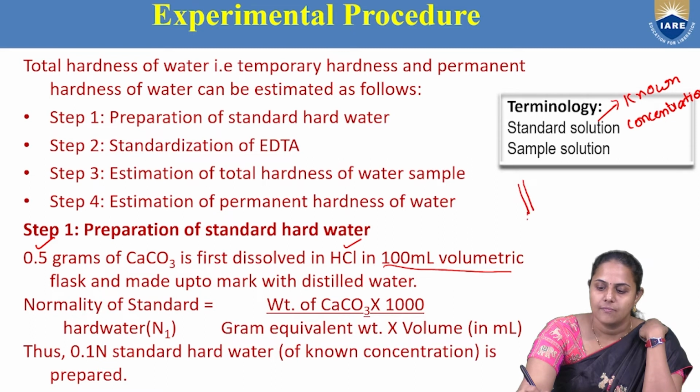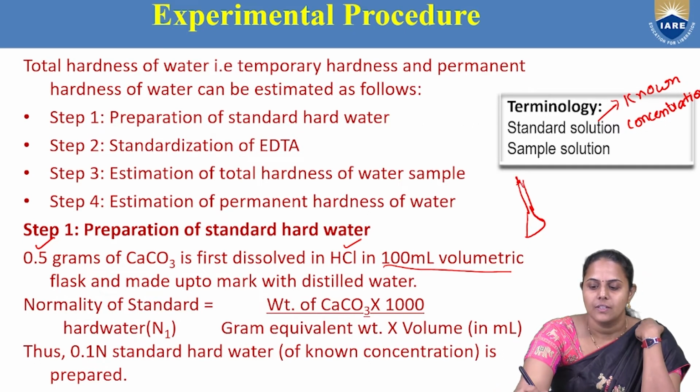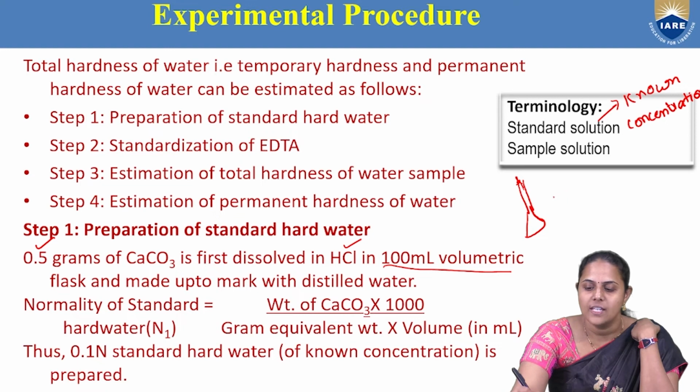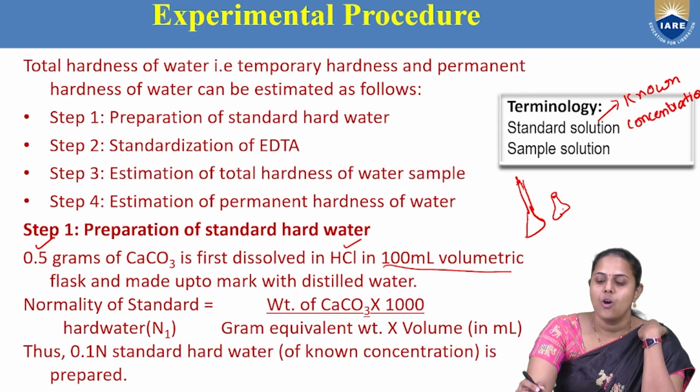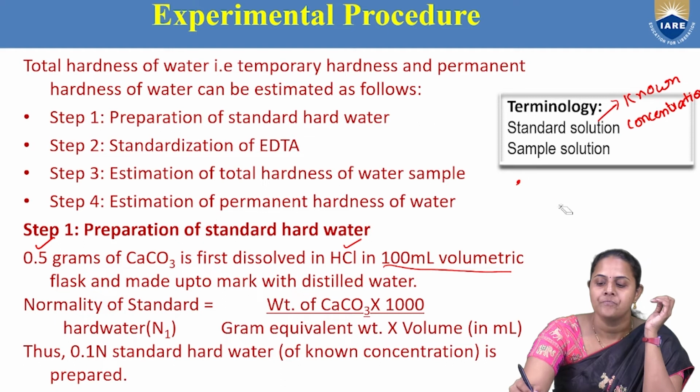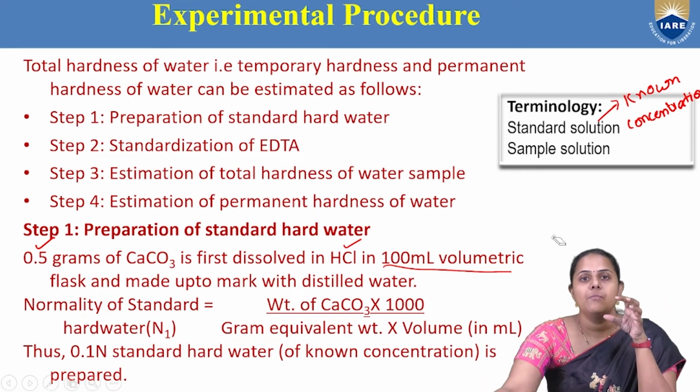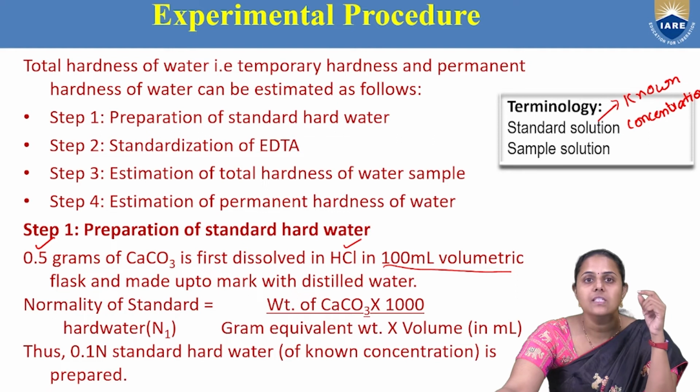Volumetric flasks look like this, with a long neck and a lid. These are volumetric flasks, and these are conical flasks. A volumetric flask has a very long neck, and a conical flask doesn't have that long neck. Now the 100 ml volumetric flask is taken and 0.5 grams of calcium carbonate is added. As I already told in my previous video, calcium carbonate is insoluble in water.